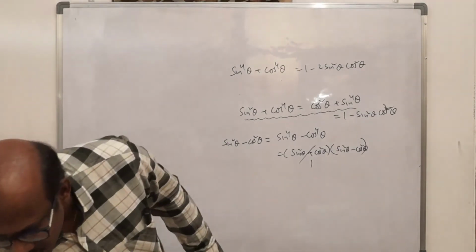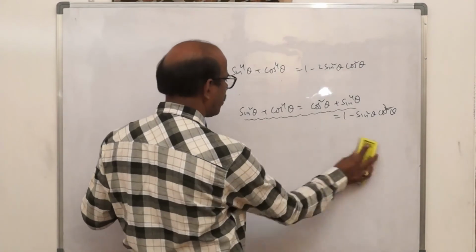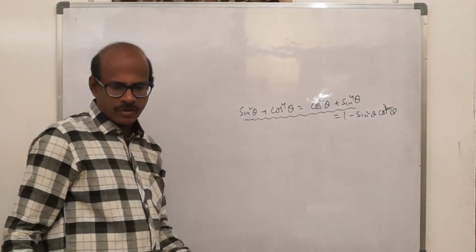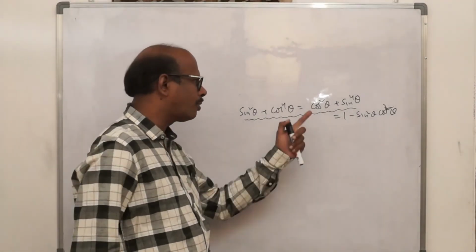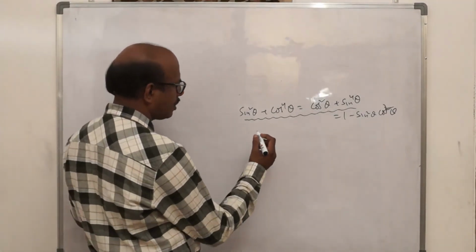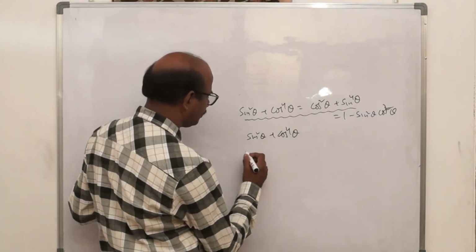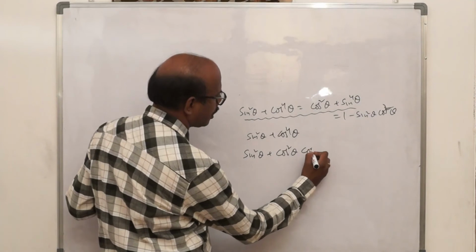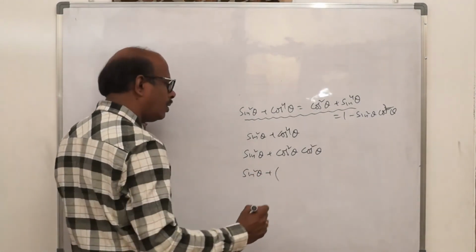I think that is clear. But how to get the third one? Okay, first and second are okay, and how to get the third one? The third one means sin square theta plus cos power 4 theta equals cos square theta plus sin power 4 theta equals 1 minus sin square theta cos square theta. Now I am taking sin square cos power 4 as cos square theta into cos square theta. Now sin square theta.